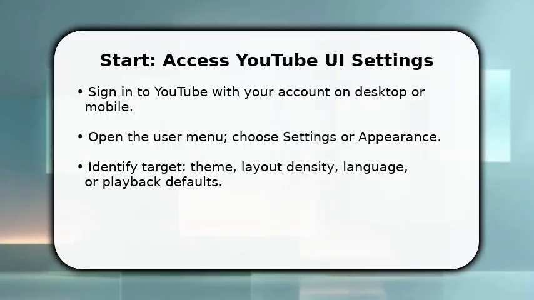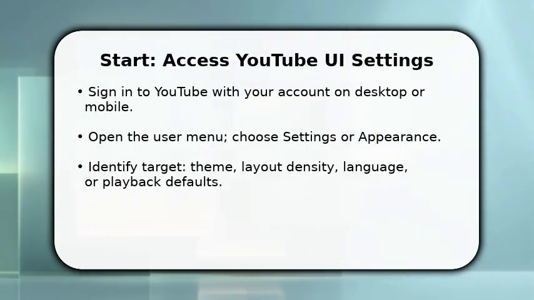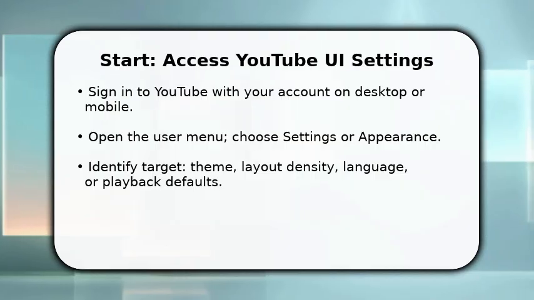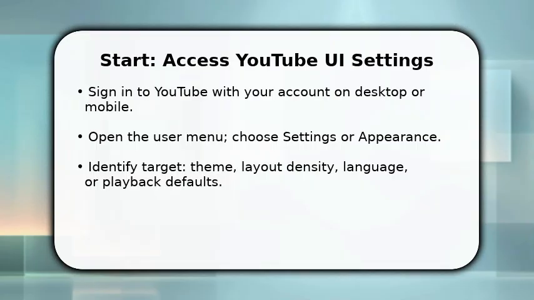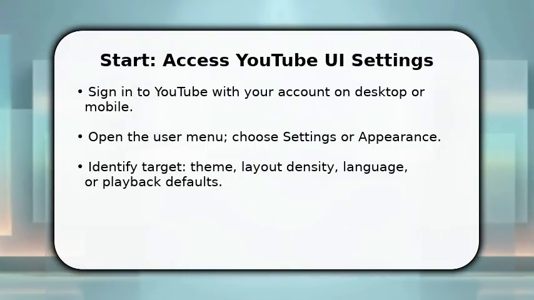You're signed in, so let's dive straight into the UI controls. First, open the Profile menu and tap Settings. On desktop, click the account icon, then Settings. Once done, select Appearance to change theme or language to switch the interface text. Make sure to note whether you're on desktop or mobile because options differ. This step sets the scope. Decide if you want dark mode, compact layout, or a language change before moving into the more detailed adjustments.